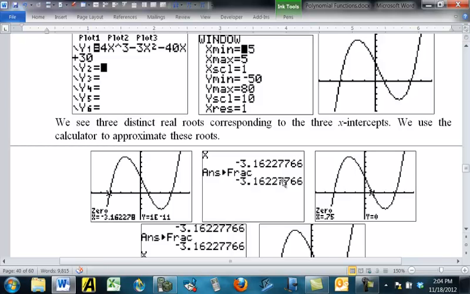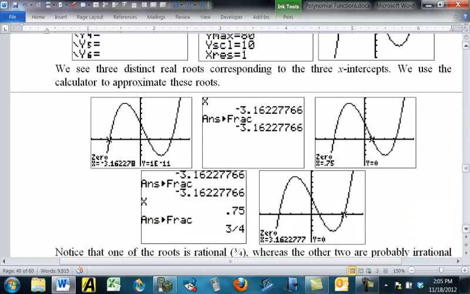The change to fraction command is not perfect on the calculator, so if the fraction in reduced form does not have a denominator that's 3 digits or less, it's not going to work right in terms of changing it to a fraction. So we really don't know what that one is exactly, but we do know it's about negative 3.16. We'll come back to that one.